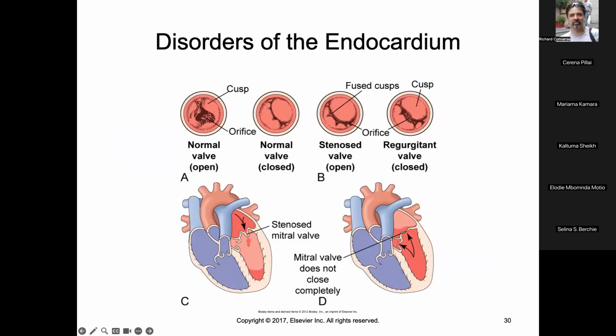Disorders of the endocardium, shown here. Valvular dysfunctions include valvular stenosis, which can be split into aortic and mitral stenosis, valvular regurgitation, which includes aortic, mitral, and tricuspid regurgitation, and mitral valve prolapse. Now, all of these result in heart murmur, and all of these result in blood flowing in two directions in the case of a prolapse or a regurgitation, okay?